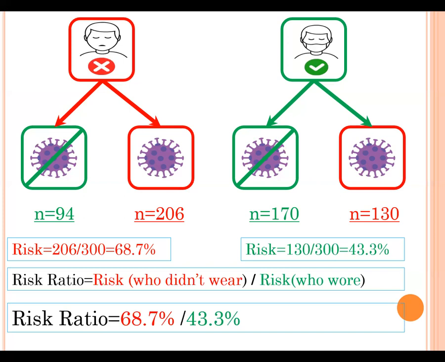Now, we calculate the risk ratio. Finally, the risk ratio of having coronavirus positive among people who didn't wear a mask was 1.58 times compared to the people who wore a mask.